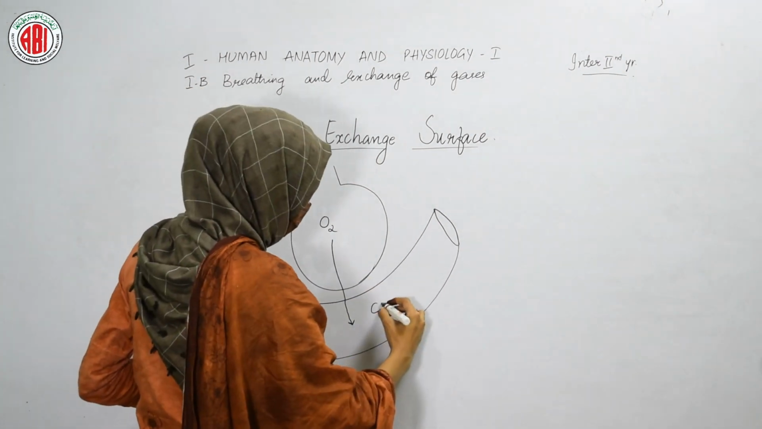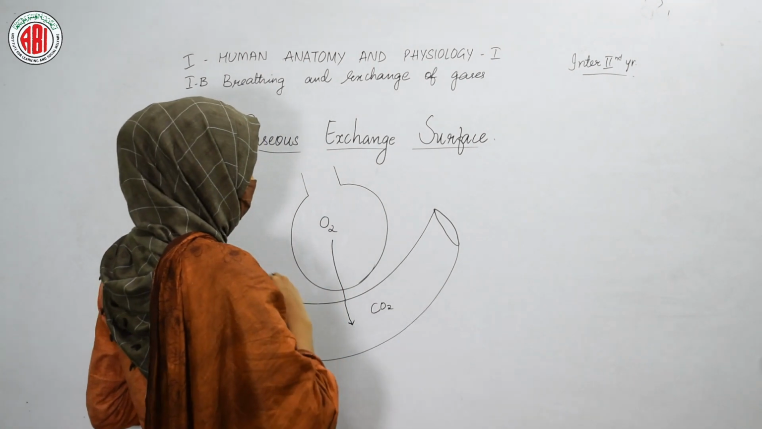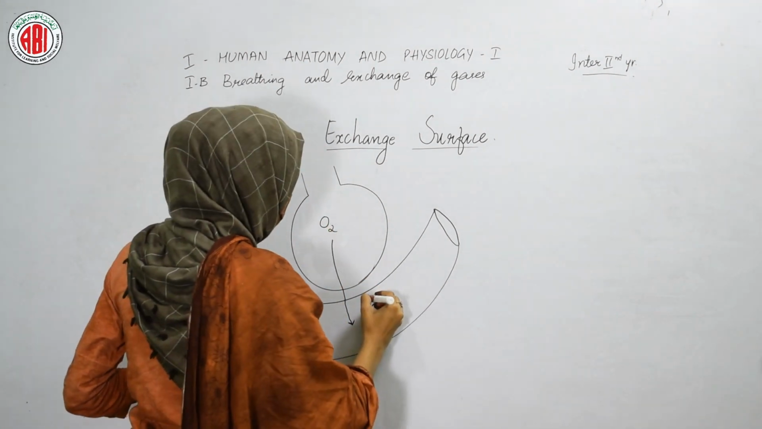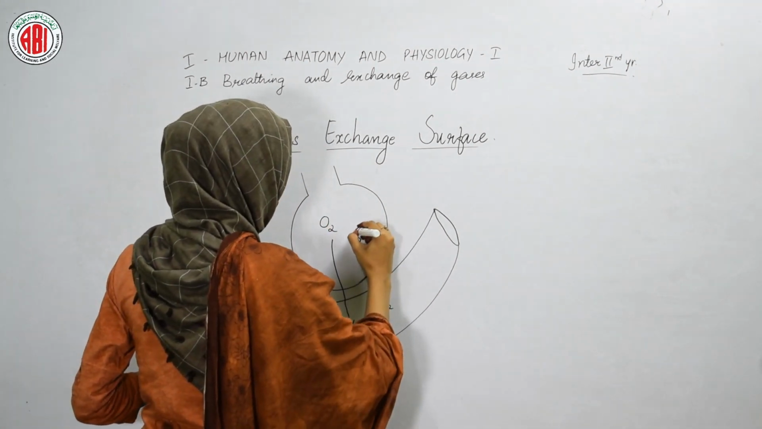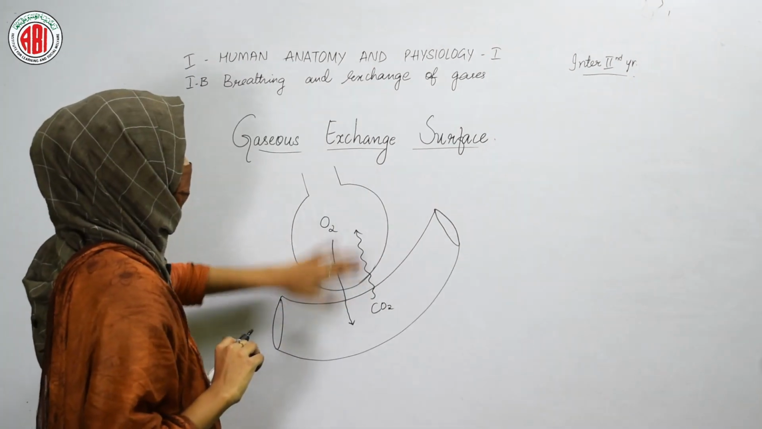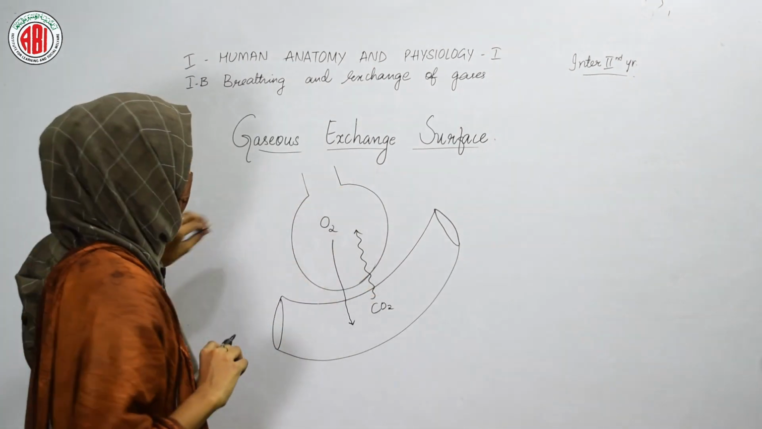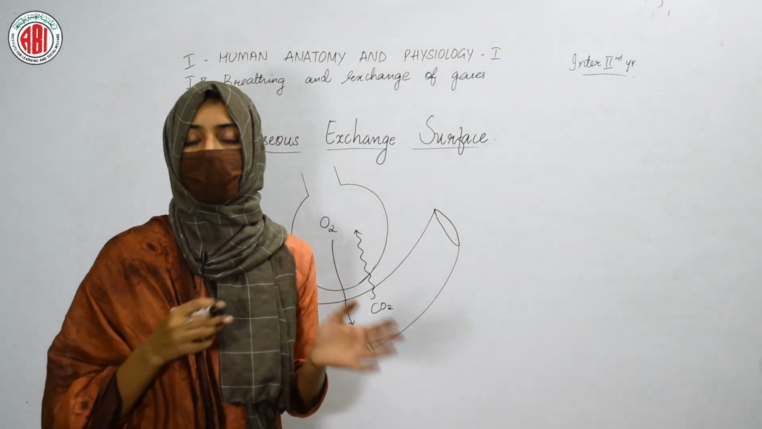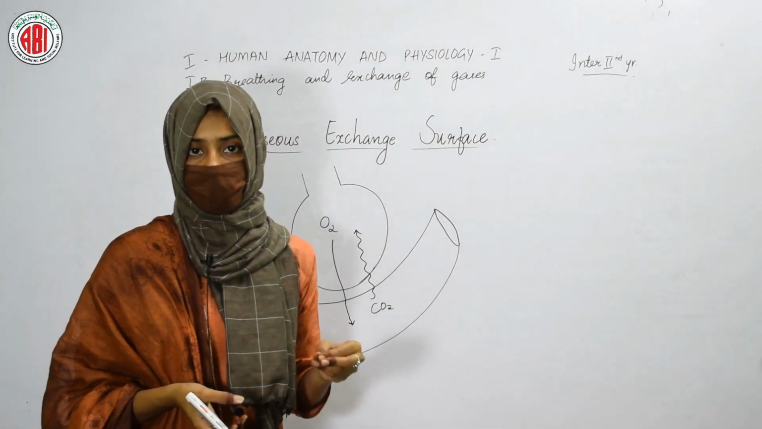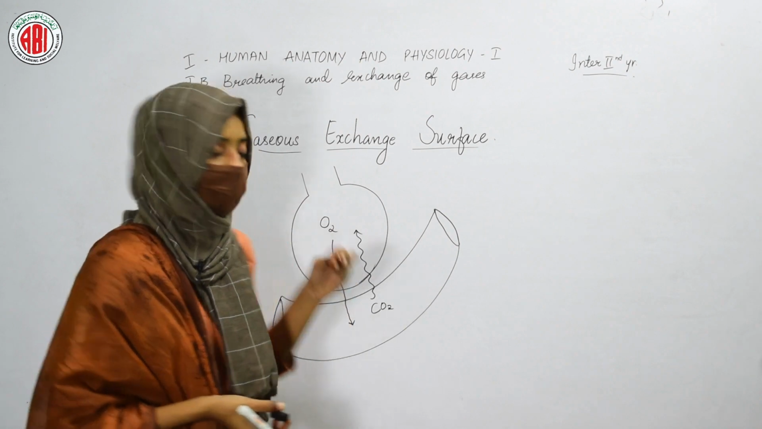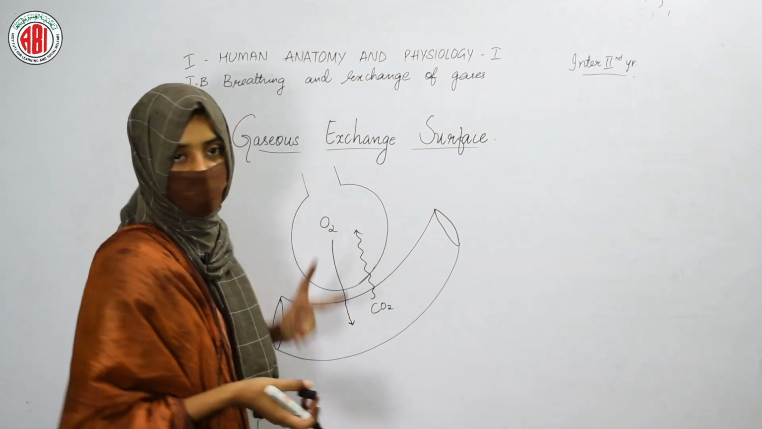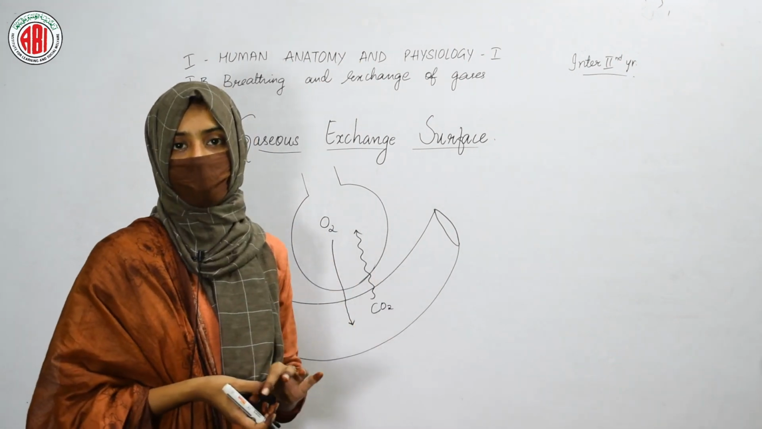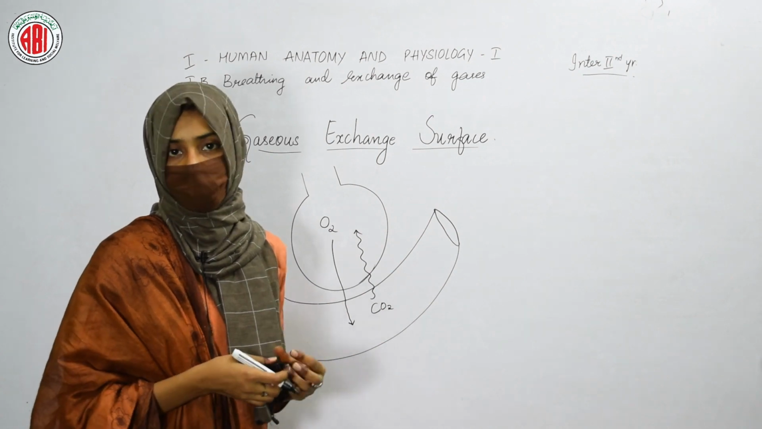In the blood capillaries, carbon dioxide is present. So, this carbon dioxide needs to move into the alveoli. In this way, exchange of gases takes place. But through what are these gases getting exchanged? They are going to enter into different structures. How is this gaseous exchange happening?